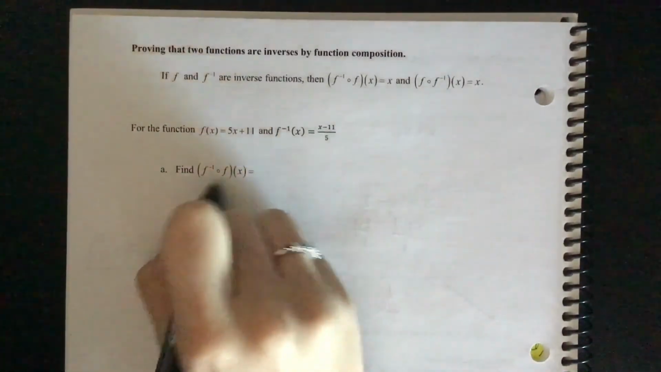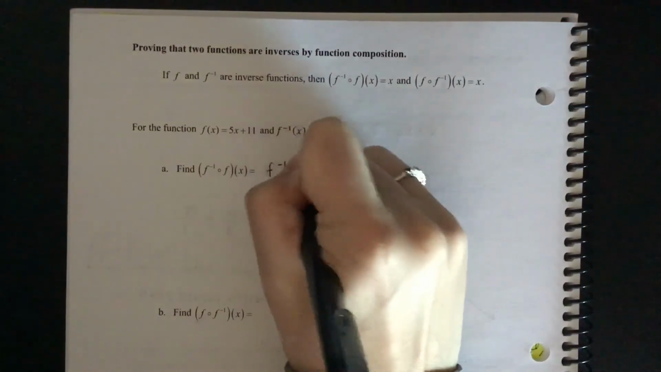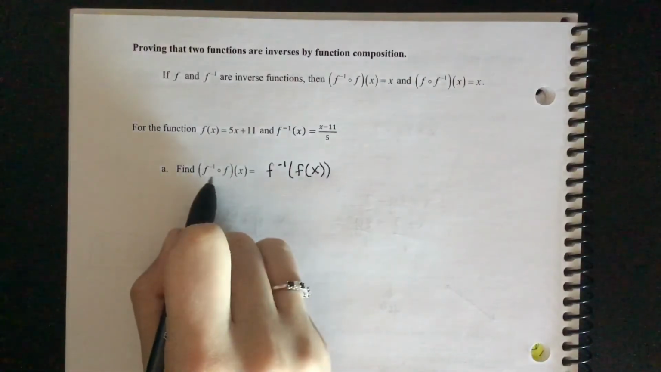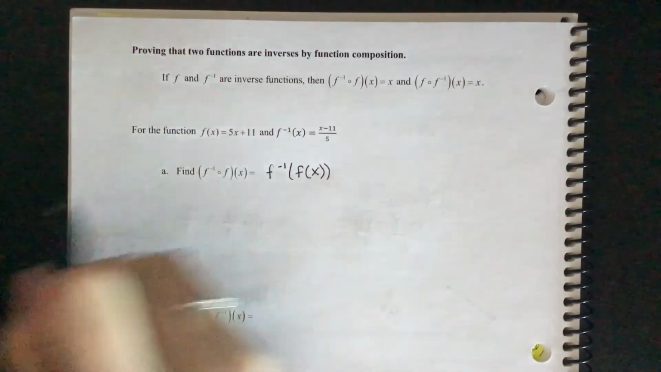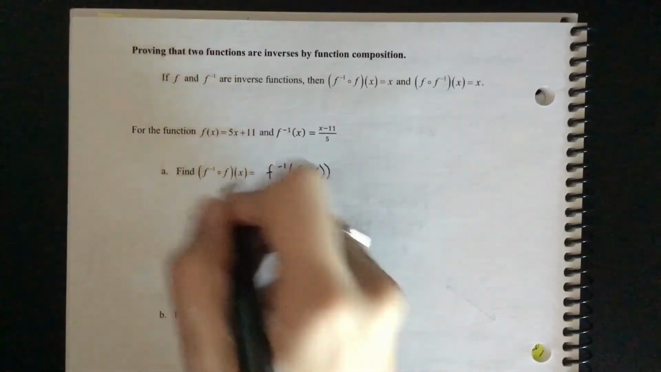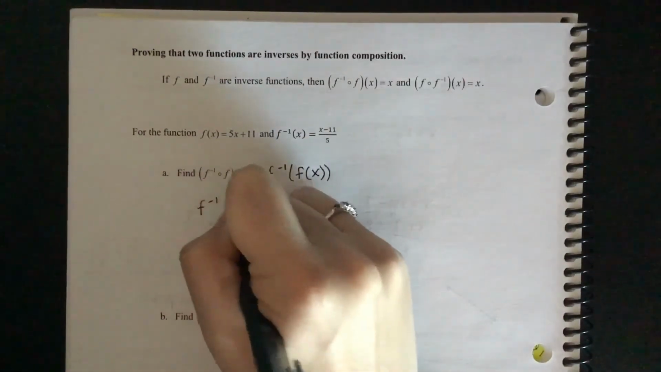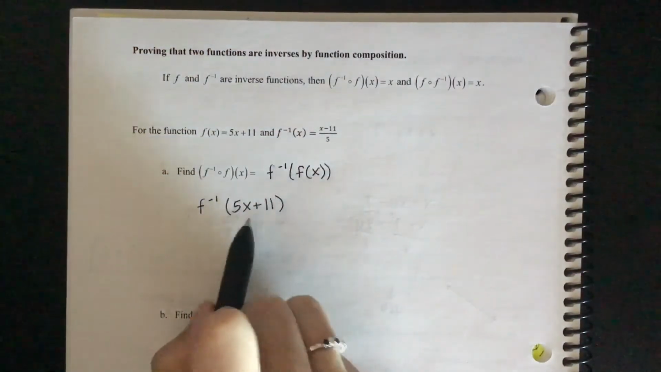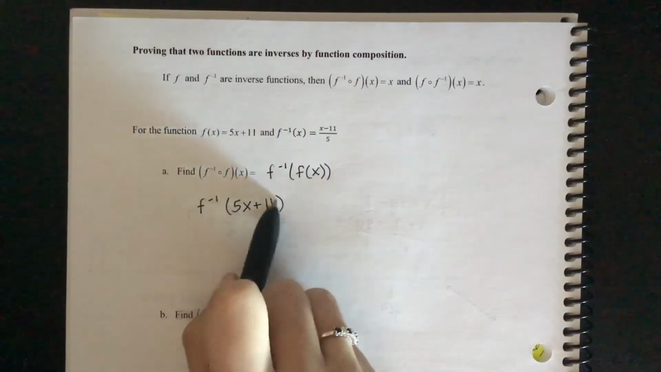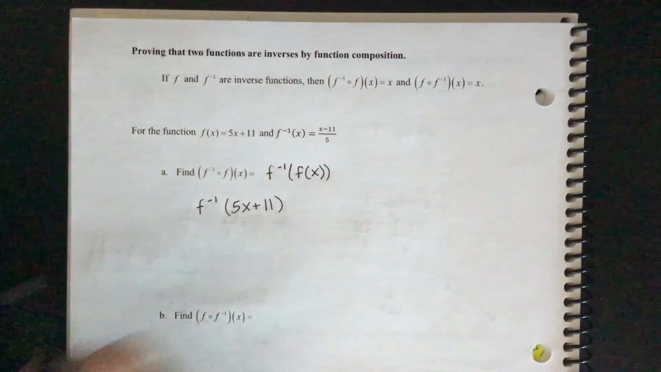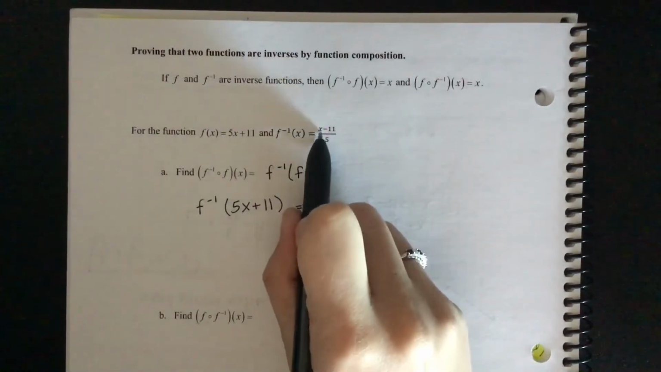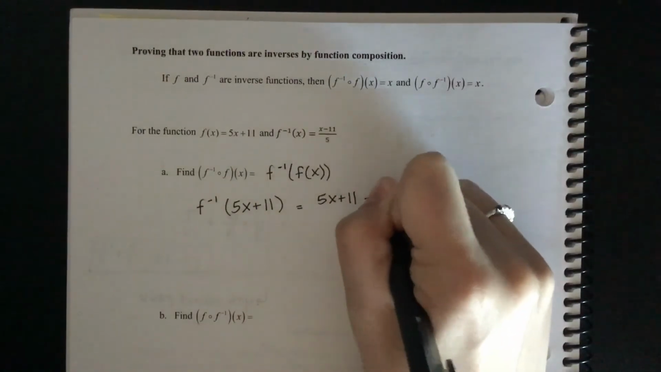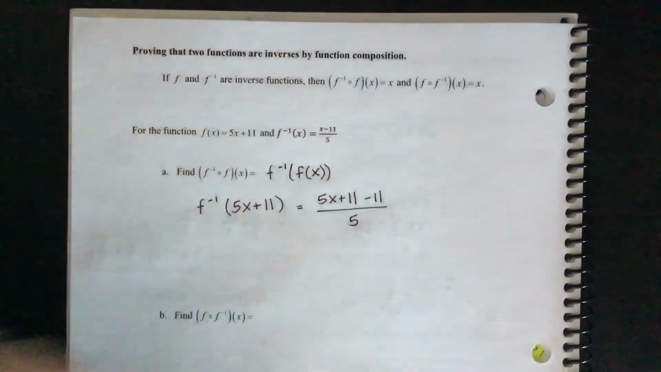So I'm going to rewrite this as f inverse of f of x. Remember that open circle means composition. I know what f of x is equal to, so I'm going to replace it. So f inverse of 5x plus 11. This tells me that I replace x with 5x plus 11 in my f inverse function. So here I see an x, I'm going to replace that with 5x plus 11. I don't need parentheses because I'm not multiplying by anything.